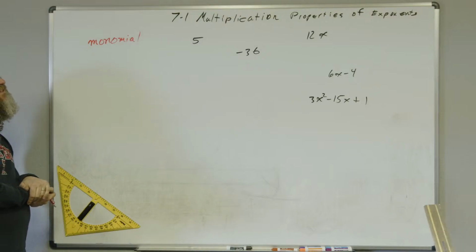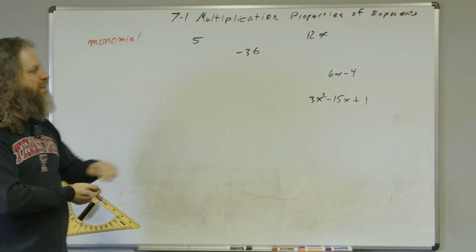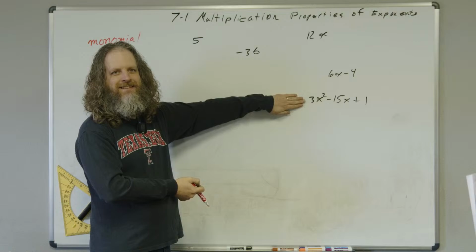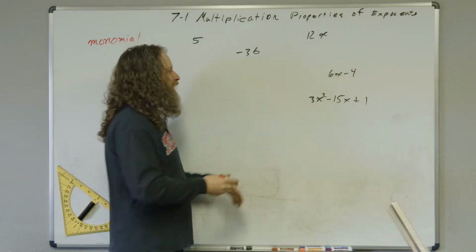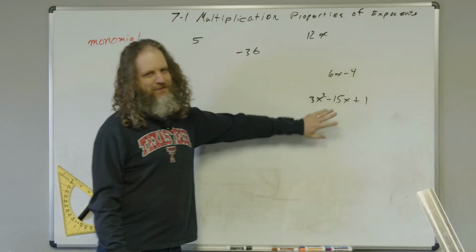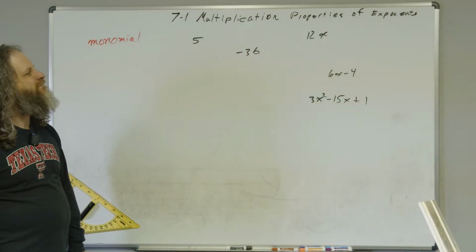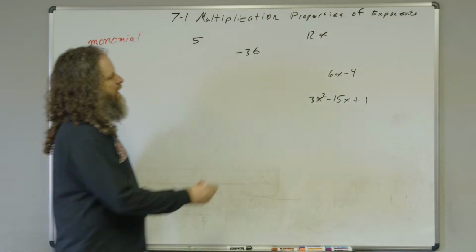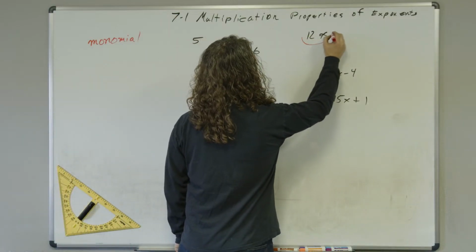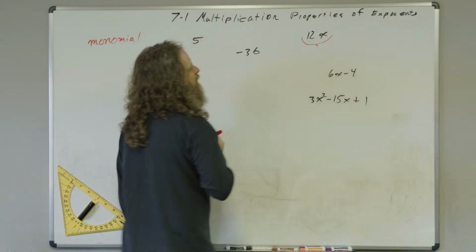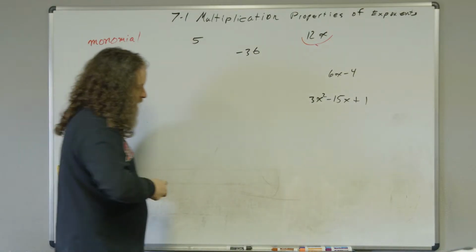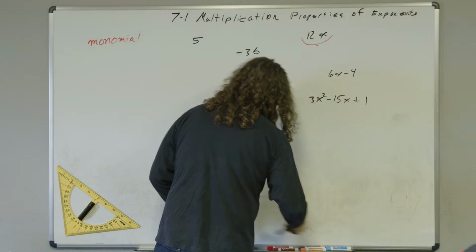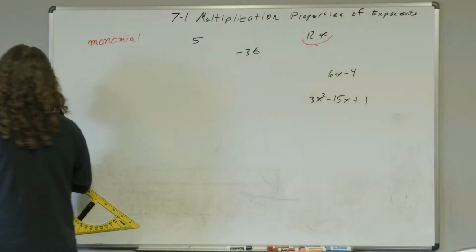3x squared. I think it's that one. You think it's this one? 12x. I don't know. That's the one I was talking about. Is that the one you're talking about? Yeah. No, that's wrong. That's not a monomial. That's in fact a trinomial, actually. We're going to say 12x minus 4. Oh, this one is a monomial. It has a single term. That's a monomial right there. That's true.